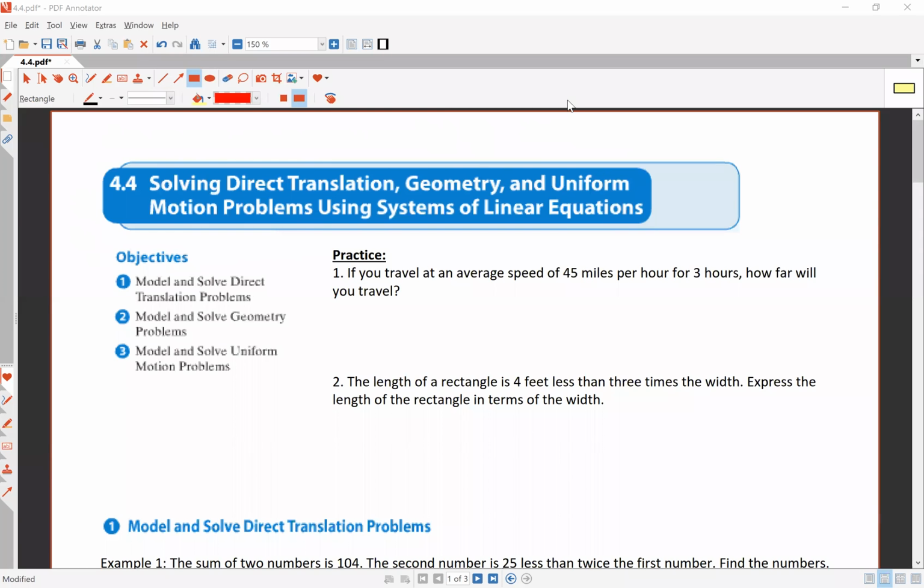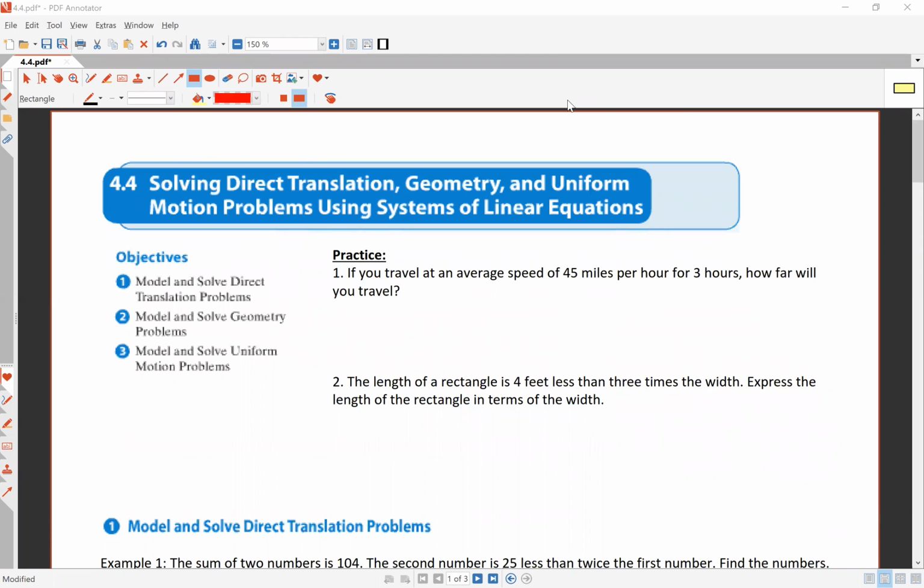This video covers section 4.4, solving direct translation, geometry, and uniform motion problems using systems of linear equations. Objective 2, model and solve geometry problems. For this objective, we will need to use the practice 2 problem.